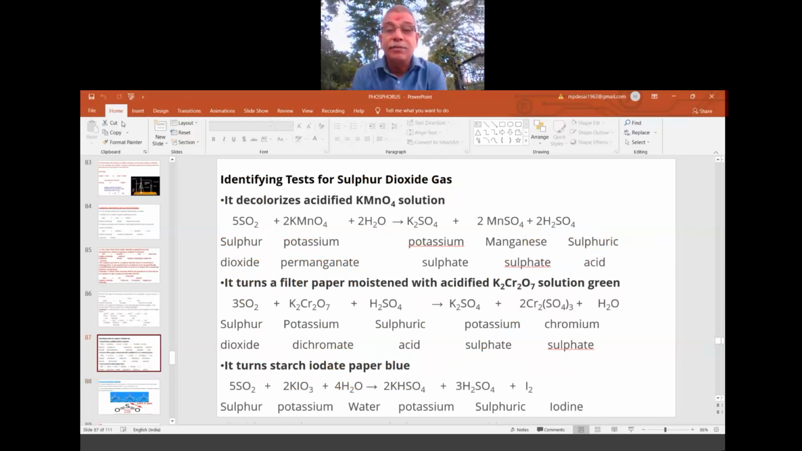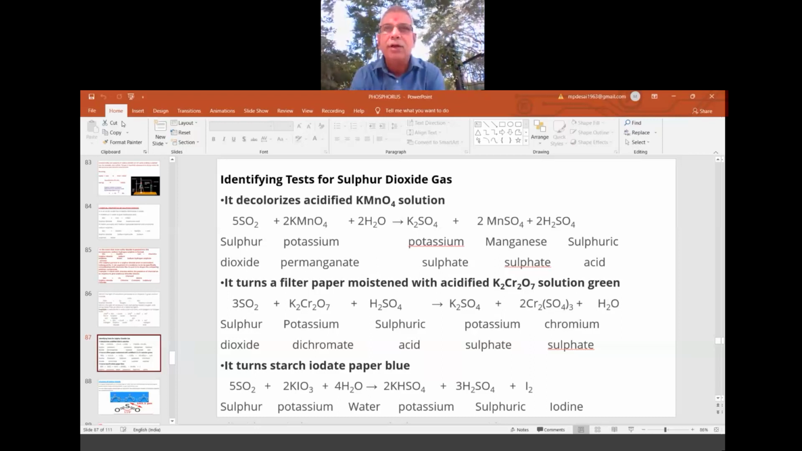How to identify whether sulfur dioxide is there or not? By smell you can identify, but chemically, it decolorizes acidified potassium permanganate. Whenever SO2 enters the KMnO4, the purple or pink color suddenly becomes colorless. Why? Because it converts KMnO4 into MnSO4. MnSO4 is white or colorless, whereas KMnO4 is pink or purple. So we find a change in color, and from this we can tell that it is SO2.